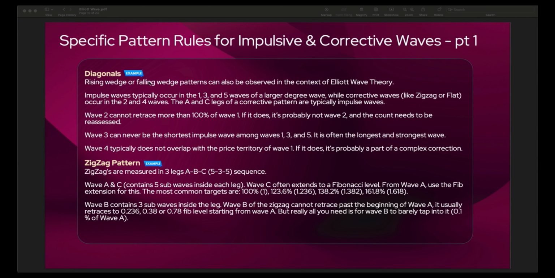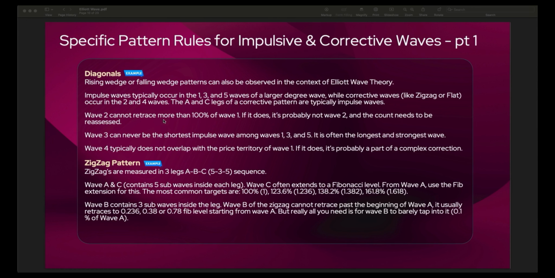So for diagonals, you have rising wedge or falling wedge patterns, which can also be observed in the context of Elliott wave theory. Impulse waves typically occur in the 1, 3, and 5 waves of a larger degree wave, while corrective waves like zigzag or flat occur in the 2 and 4 waves. The A and C legs of a corrective pattern are typically impulse waves.